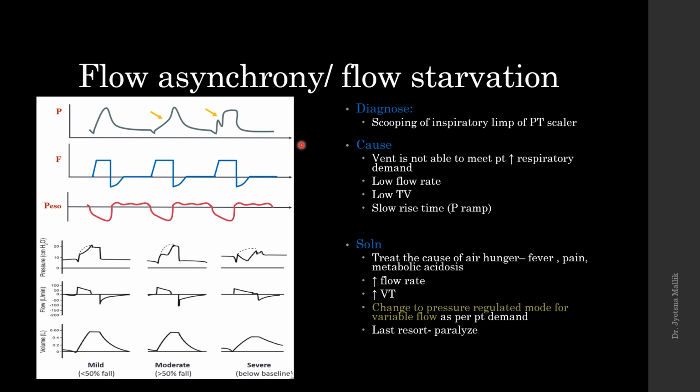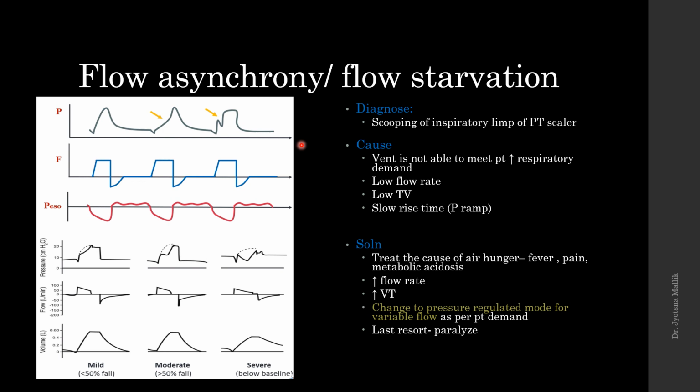The solution is that in volume control mode, we need to increase the volume, or in pressure control mode we have to increase the fast rise, or we can change from volume to pressure control mode, because in volume control mode the flow is constant. It will not take care of the patient flow demand. And if we change to pressure control mode, it is a decelerating pattern, and will take care of the patient ventilatory demand.